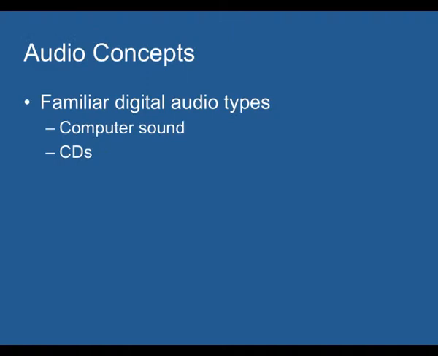And the most familiar types of digital audio that you encounter are computer sound, which includes sound that streams off the internet, for example, from YouTube, or even as you would get if you subscribe to Netflix, you're still getting digital sound. So it's what comes off the computer, off the internet, and then CDs and DVDs. These are the ones that you are most familiar with.